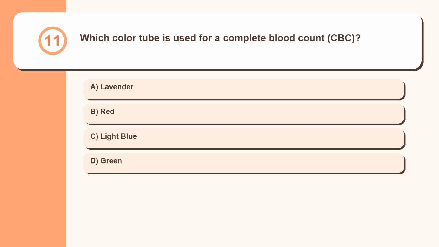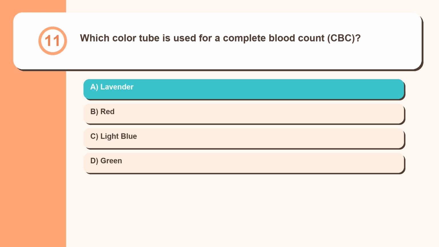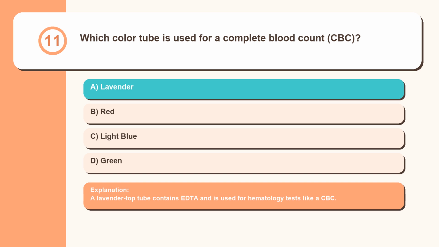Question 11. Which color tube is used for a complete blood count, CBC? Lavender, red, light blue, green. A lavender top tube contains EDTA and is used for hematology tests like a CBC.